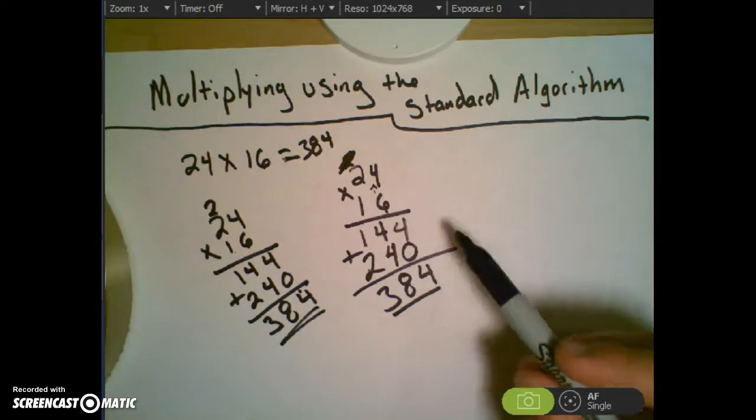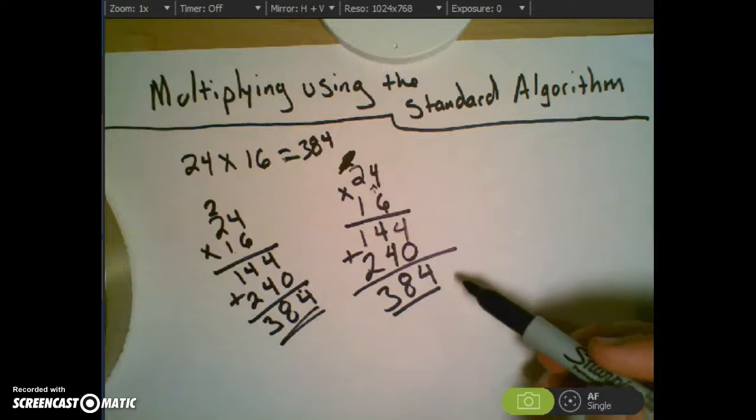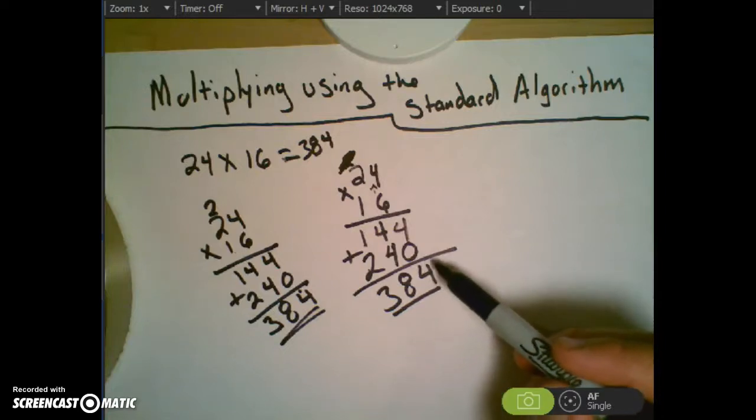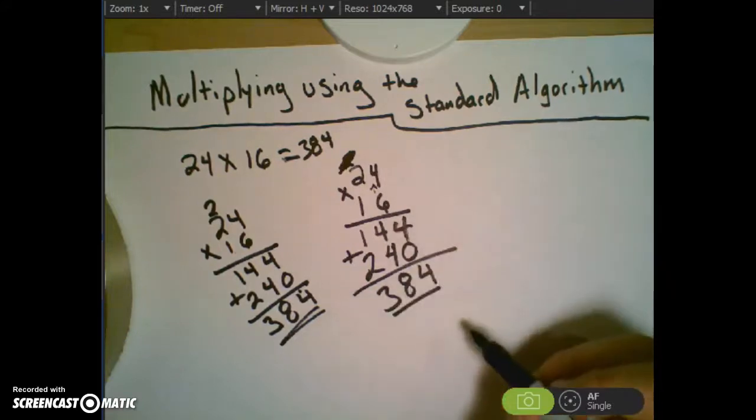Okay? This method also works for 3-digit, 4-digit, 5-digit. In fact, a lot of people find it to be one of the easier ways to multiply. So if you like it, use it. If you don't, there's the other methods that we have. So feel free to use them as well. All right. Good luck.